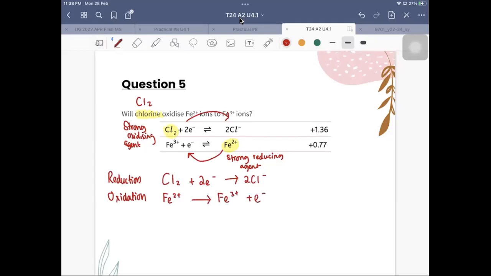So before I can actually combine these two half equations, I can do that because one is reduction and the other one is oxidation. I need to make sure that the number of electrons are the same.